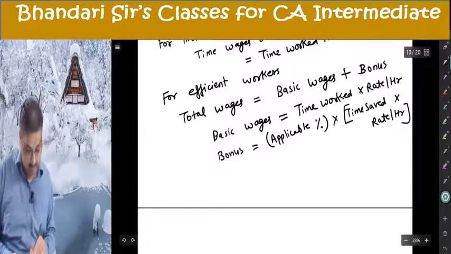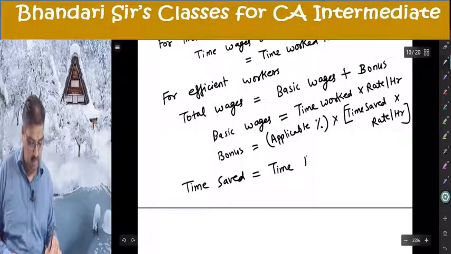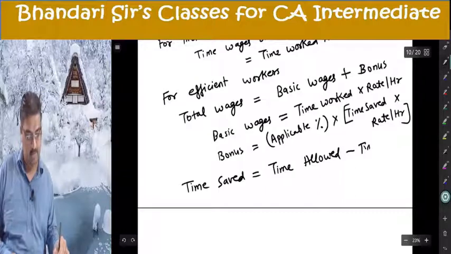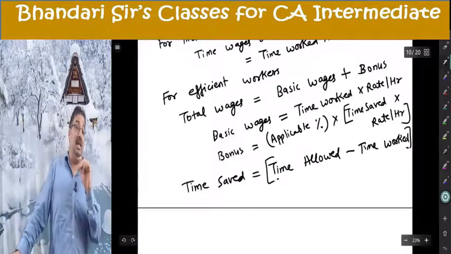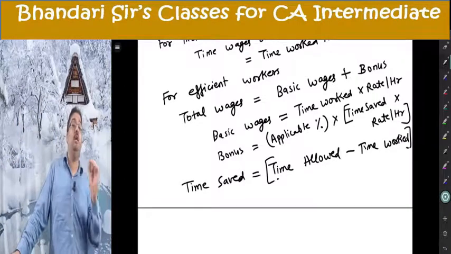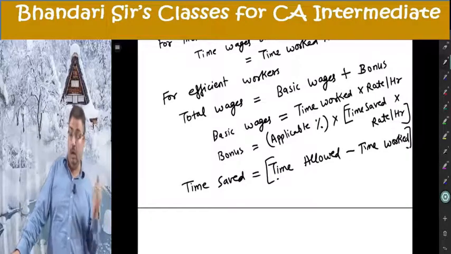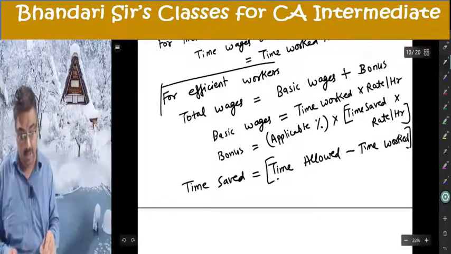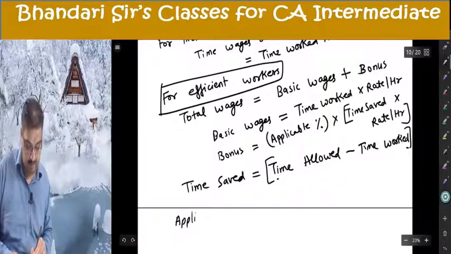Now what is time saved? Time allowed minus time worked, meaning standard time minus actual time. If standard time is less than actual time, then the worker is inefficient and bonus is not applicable. So make sure we apply this only for efficient workers. Last thing in this, the applicable percentage.